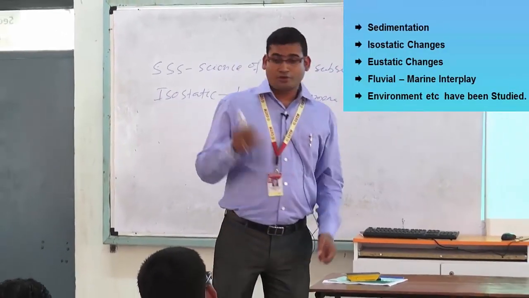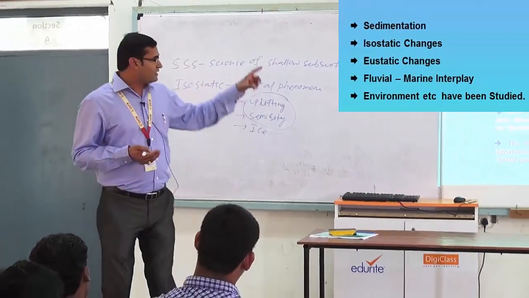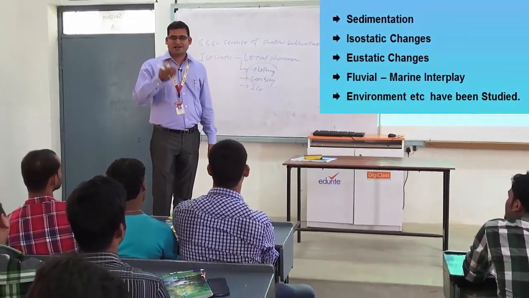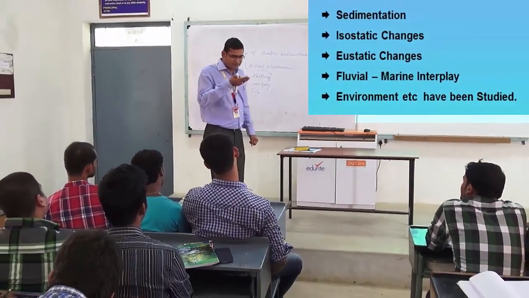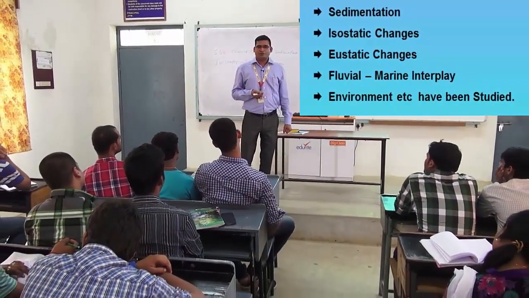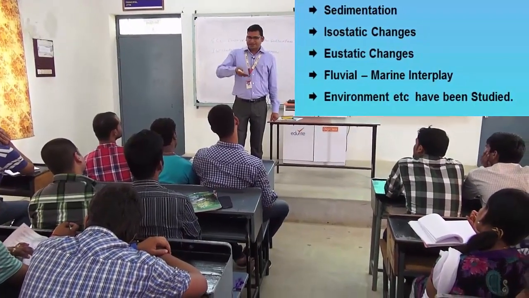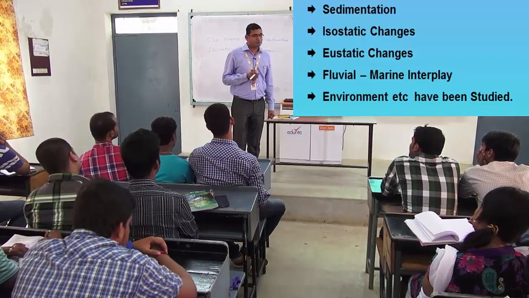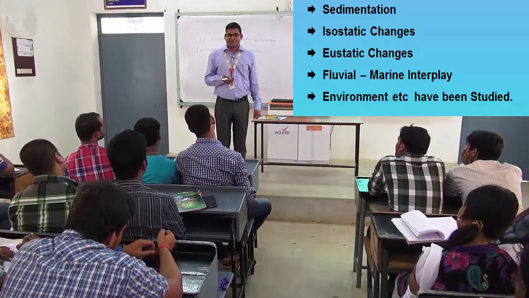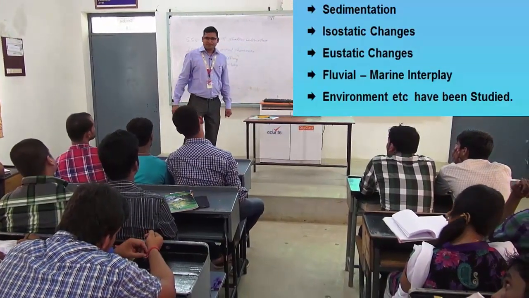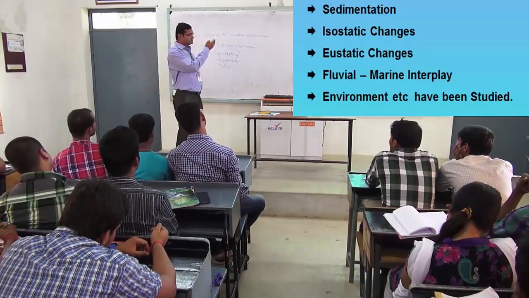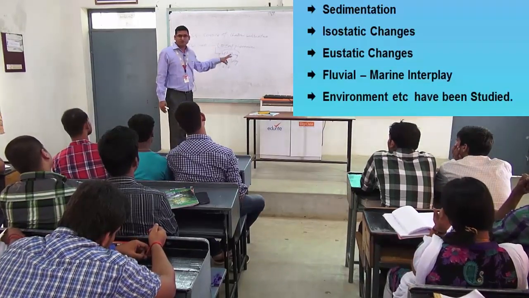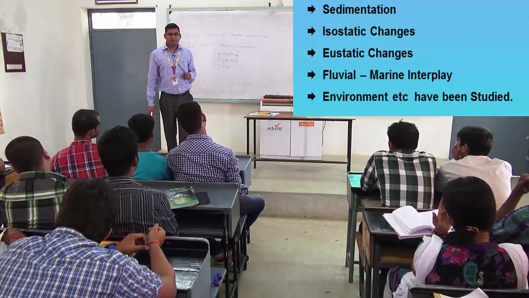For this particular region, we have analyzed the isostatic and eustatic changes, compared to the sea level rise. Per year the sea level rise is 0.04 millimeter. Every day the sea level is rising. Then the question comes, why is the sea level rising? As I told you, due to the eustatic changes or the isostatic changes, and these are some of the factors on which such changes depend.